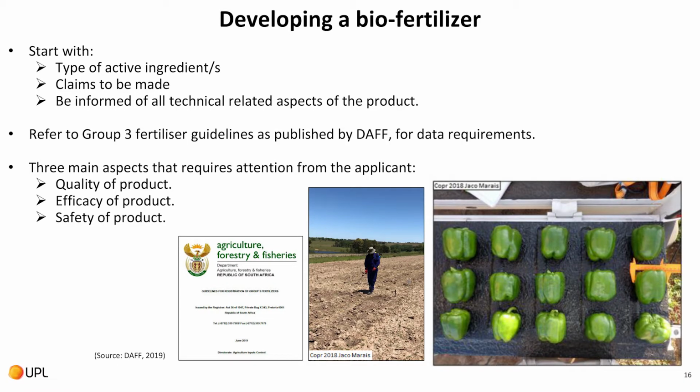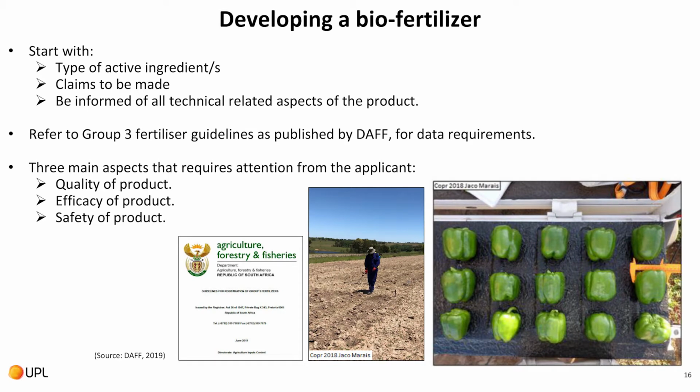How do we develop a biofertilizer? Where do we begin? Where's the starting point? A starting point could be maybe to look at your active ingredients. Really know them. What are they? Are they living organisms? Are they plant extracts? Are they amino acids? What are your active ingredients? And then determine the claims that you can make and that you want to make, and determine where you want to position your product and your claims.